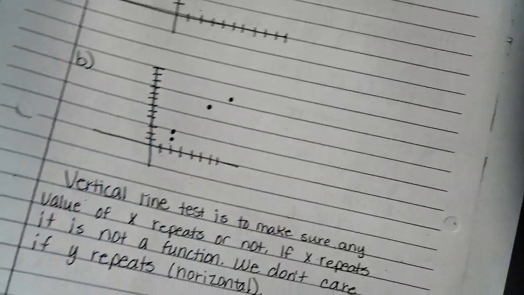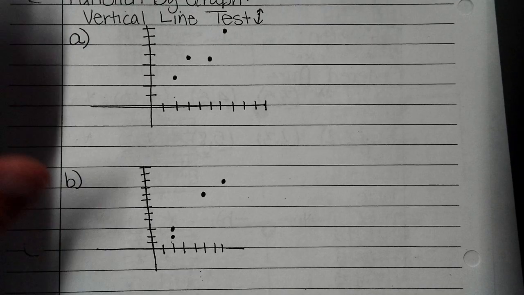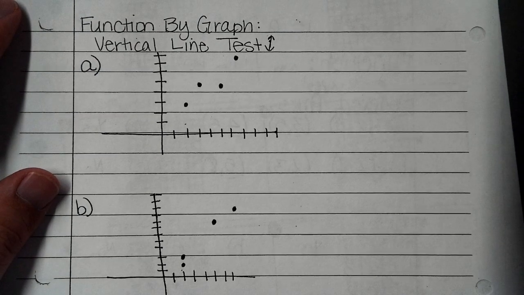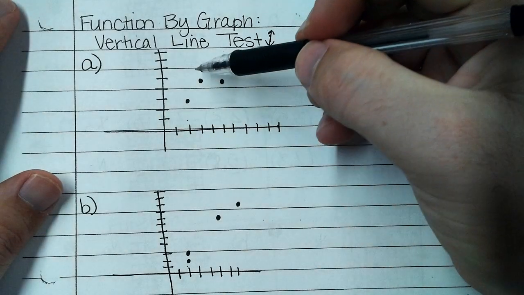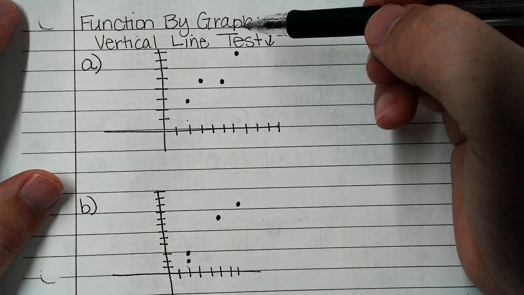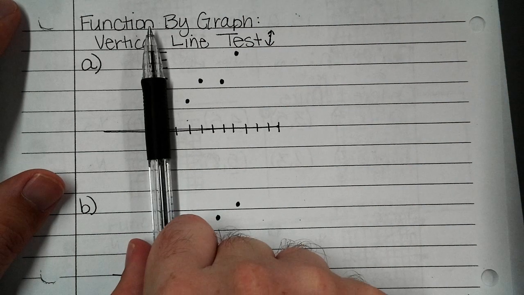Now, if we have a graph of various points, you're going to use the vertical line test. All the vertical line test says is if you put a vertical line anywhere on your graph, you should not hit more than one point. So what I like to do is take my pencil, make it straight up and down, and just move it left to right.